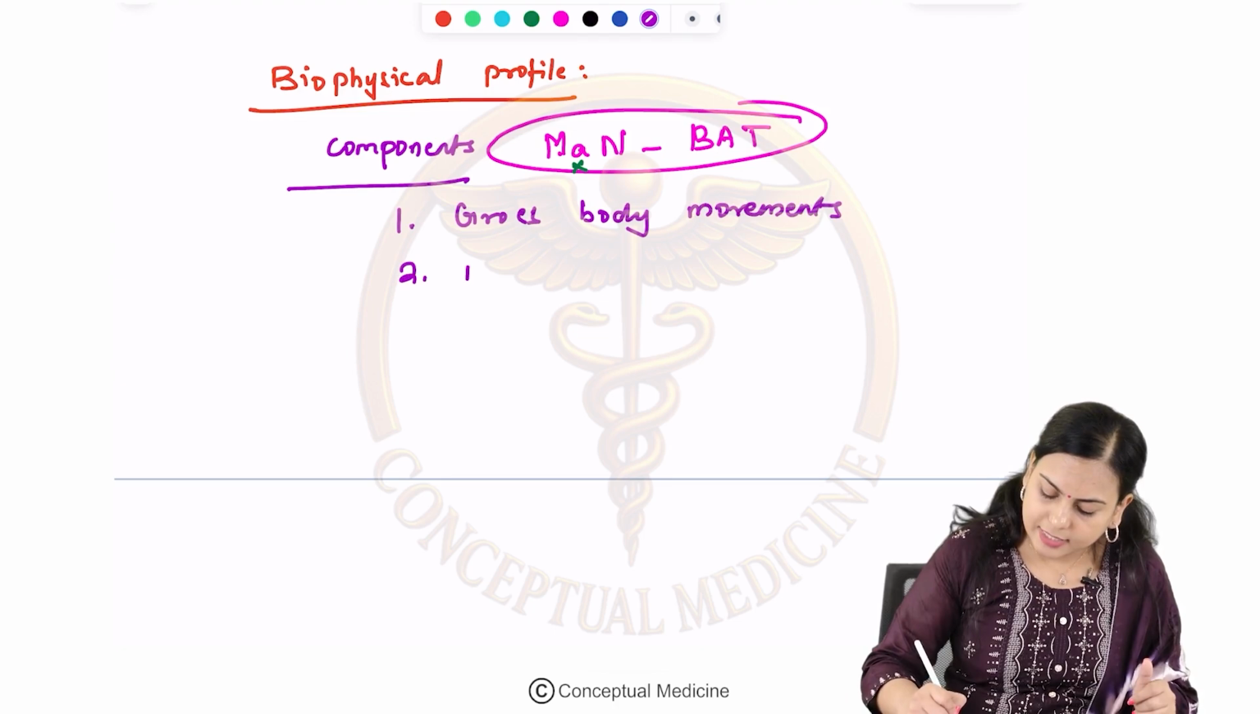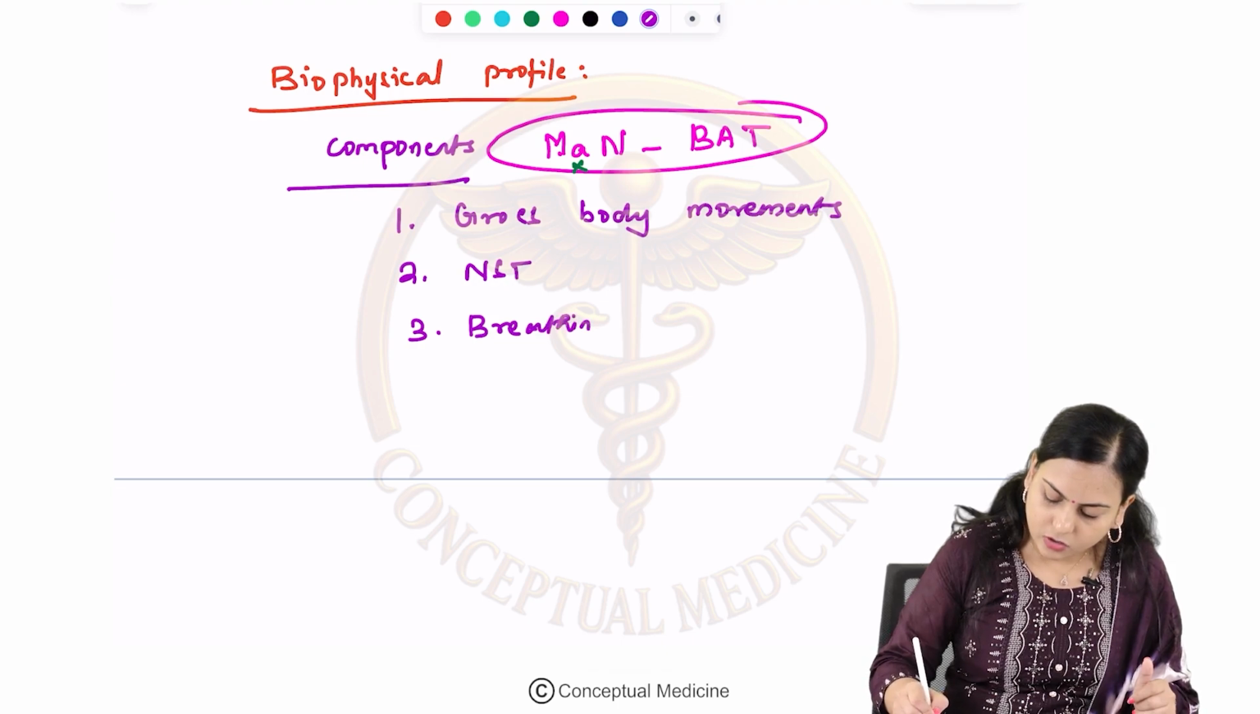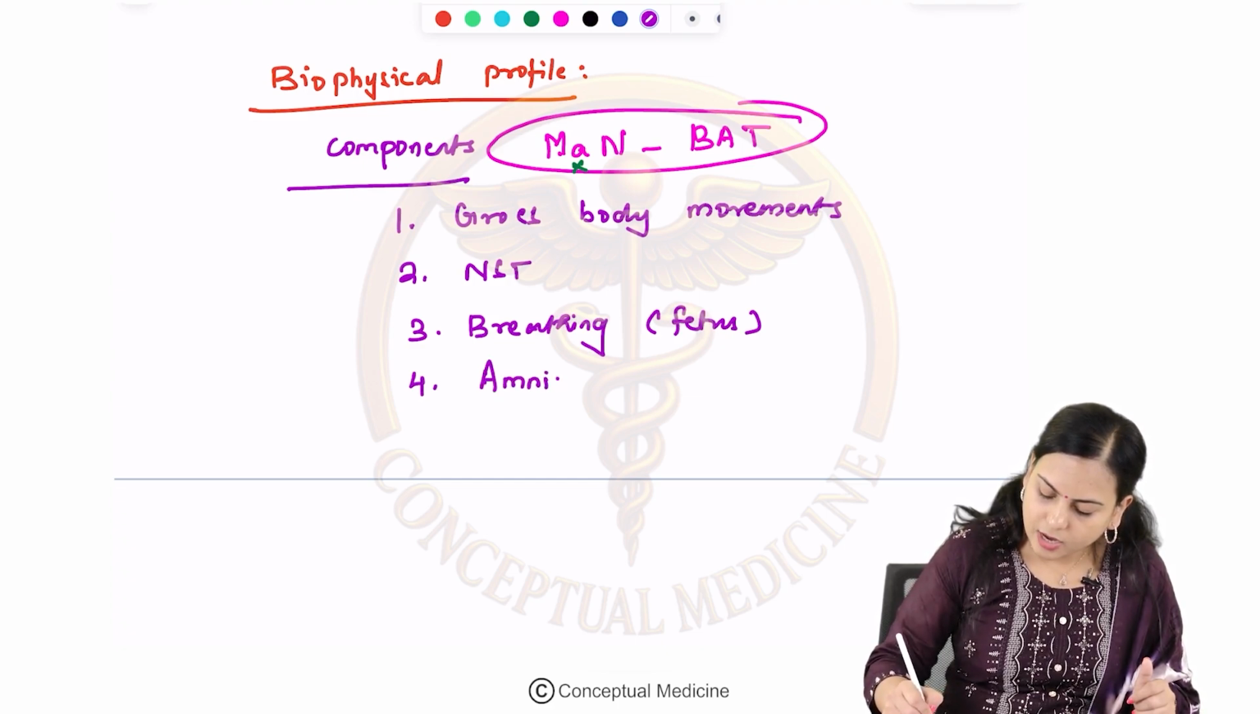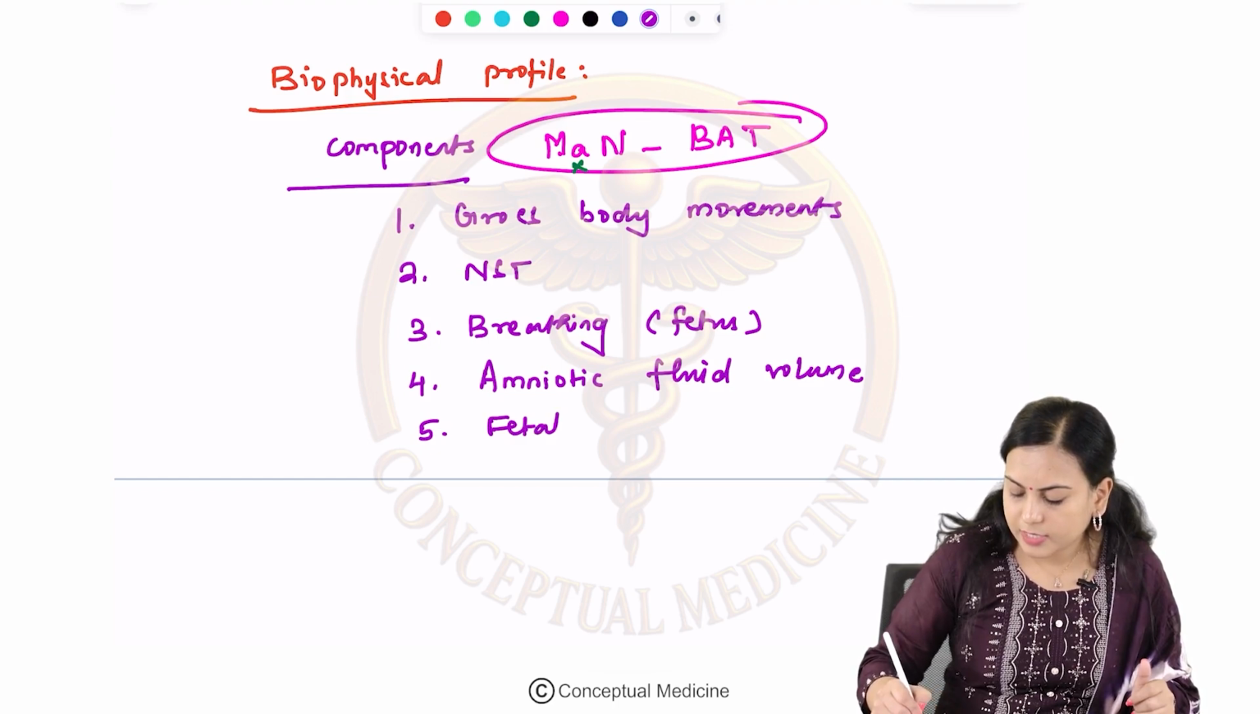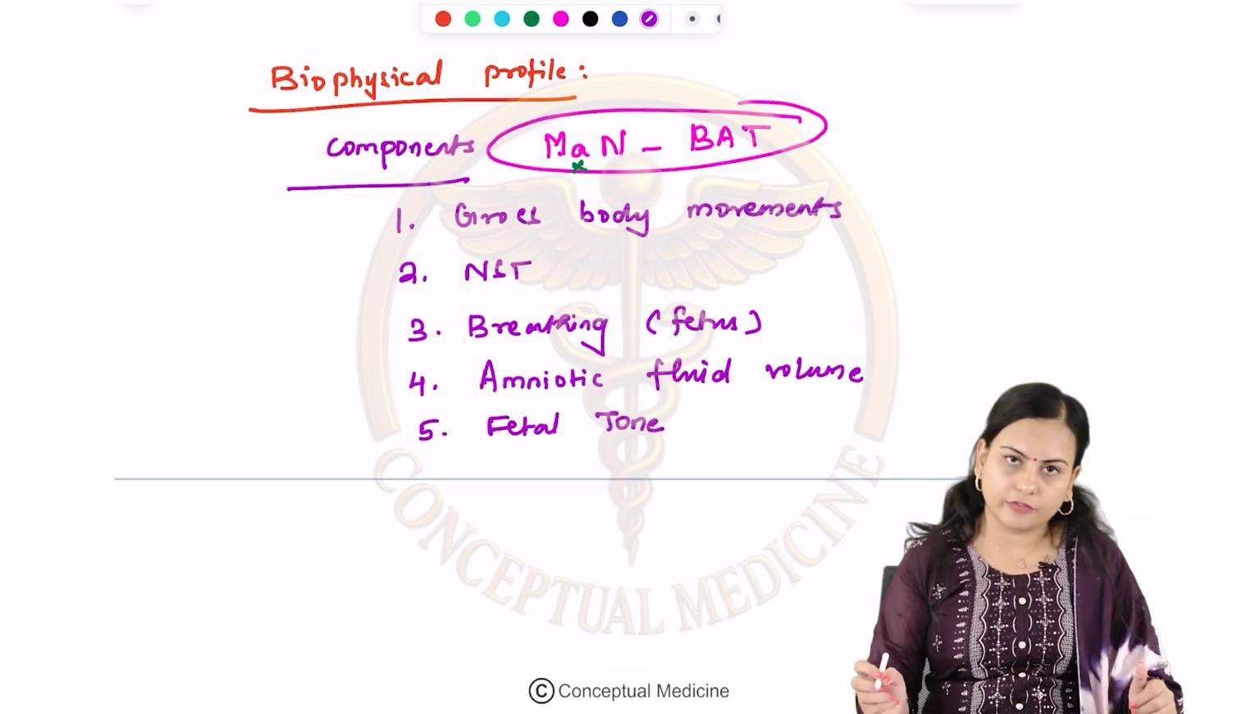N for NST, B for breathing of the fetus, A for amniotic fluid volume, and T for fetal tone of the fetus.